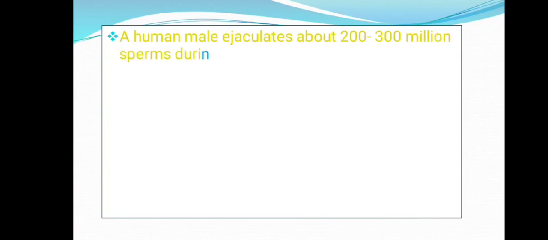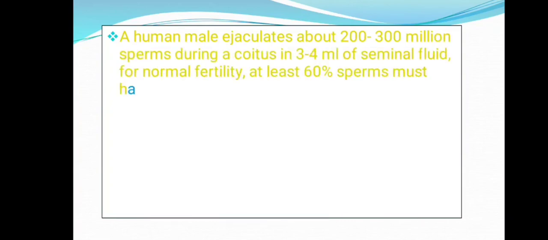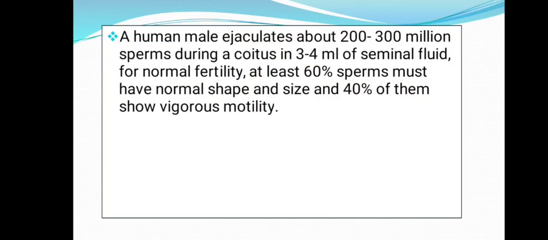A human male ejaculates about 200 to 300 million sperms during a coitus in 3 to 4 ml of seminal fluid. That is, per intercourse, the male partner ejaculates 3 to 4 ml of seminal fluid that consists of 200 to 300 million sperms. For normal fertility, at least 60% of sperms must have normal shape and size, and 40% of them show vigorous motility. That means highly motile.